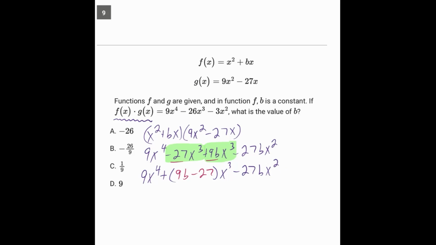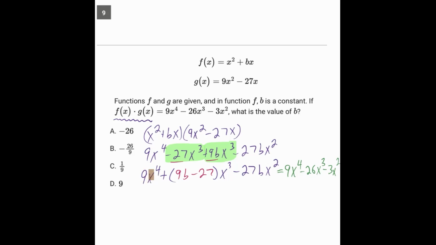So now the question says all of this all along was equal to 9x to the fourth minus 26x to the third minus 3x squared. And what we're going to do now is something we refer to as parallel structuring. A lot of students don't realize that when you have two polynomial expressions set equal to one another with all of these exponents going on, oftentimes you can set the matching parts equal to one another.